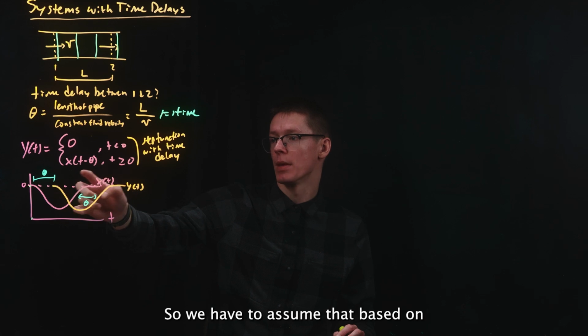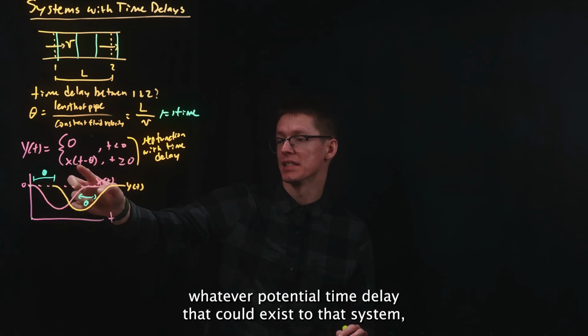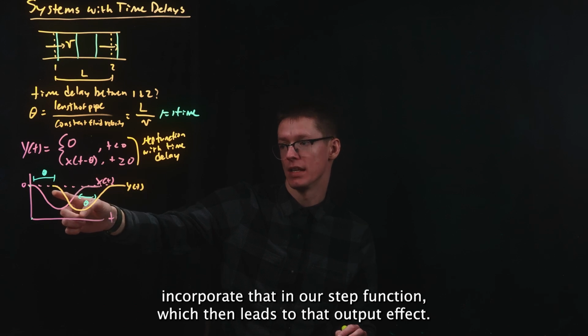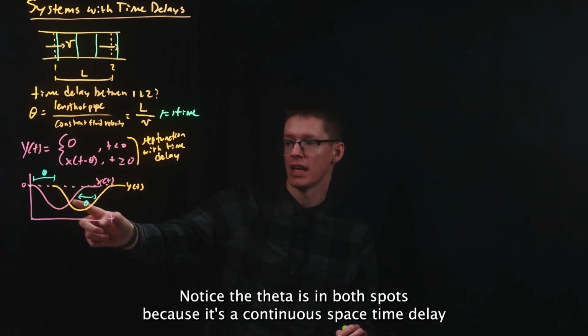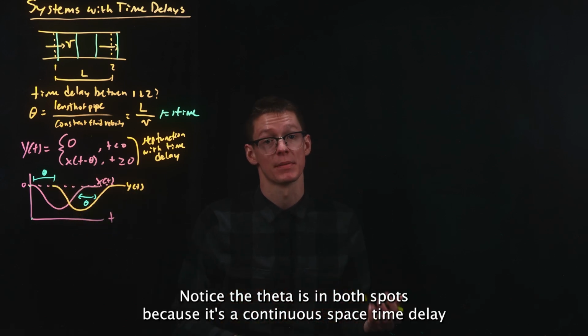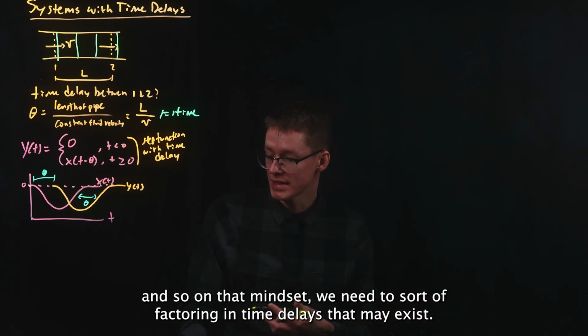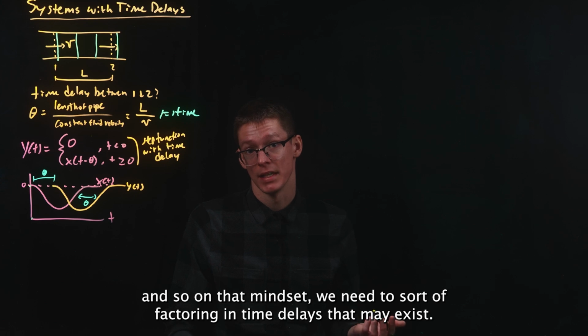So we have to assume that based on whatever potential time delay could exist in that system, we have to incorporate that in our step function, which then leads to that output effect. Notice the theta is in both spots because it's a continuous time delay. And so with that mindset, we need to start factoring in time delays that may exist.